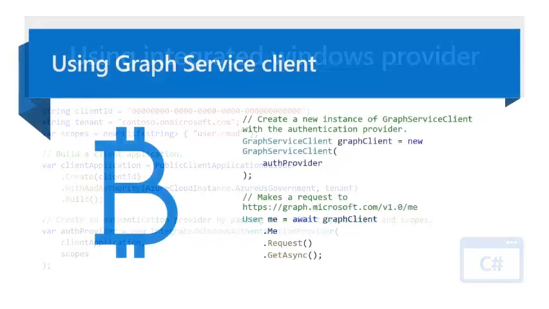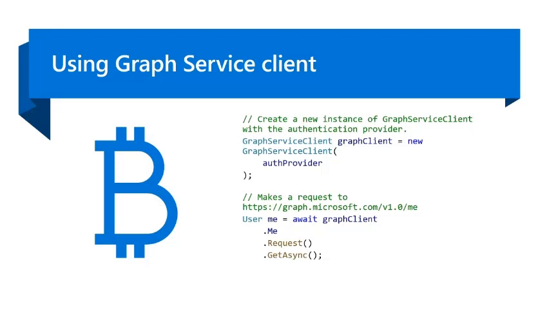Pretty simple. The Microsoft Graph Service Client simplifies making calls to Microsoft Graph. So you can use this single client instance for the lifetime of the application.